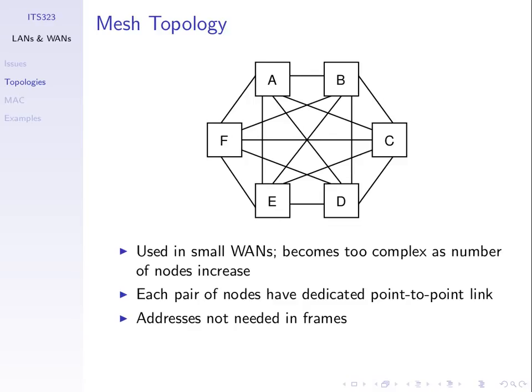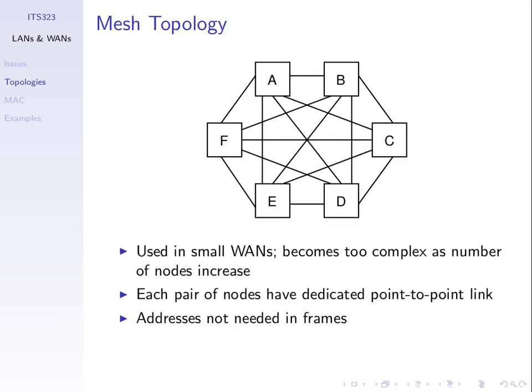Mesh networks, full mesh networks, are only used in small scenarios when we have a few nodes to connect. Usually not in LANs, mostly in small wide area networks. It becomes too complex, too many cables, too many links as the number of nodes increase. But good for performance because every pair of nodes gets a dedicated link, guaranteed performance.